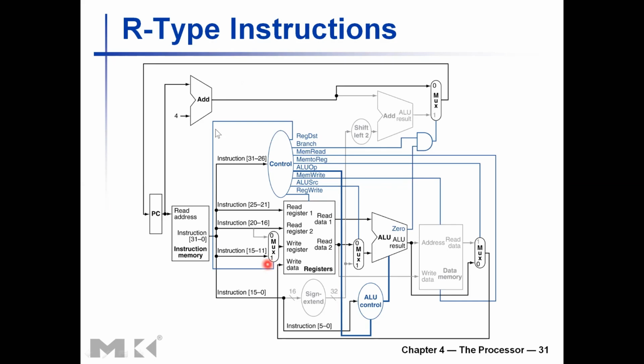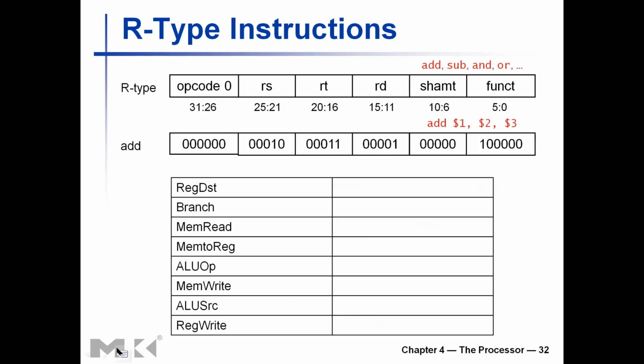So if you send a 1 on this blue signal here, you will select input 1 and send it to the write register address in the register file. So the value of the register destination signal should be 1. So let's fill that in. It should be 1.